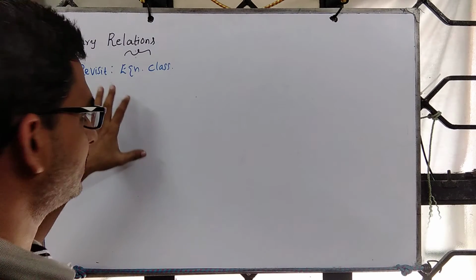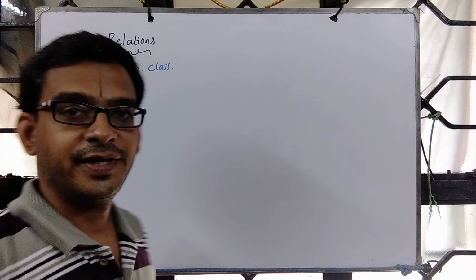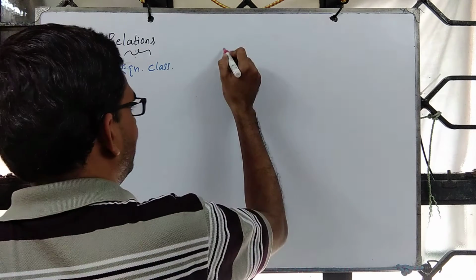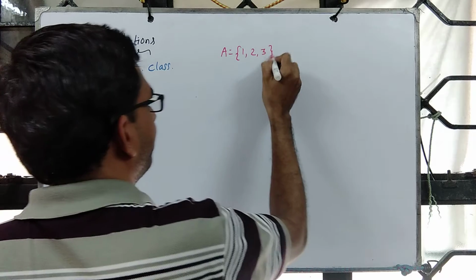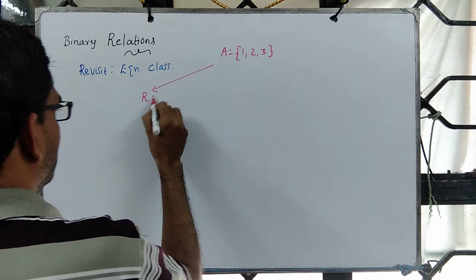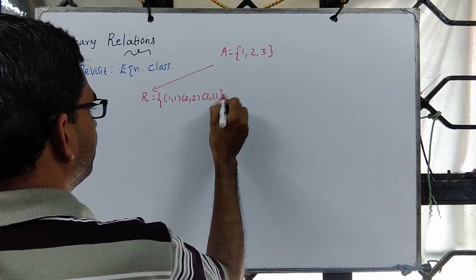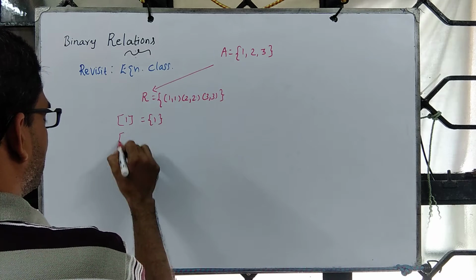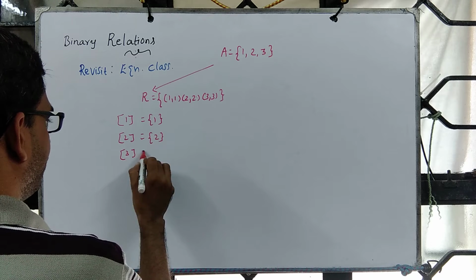Let us revisit equivalence classes and observe a couple of interesting relations between the set of equivalence classes and the underlying set. Suppose the set is {1, 2, 3}, and the relation R is {(1,1), (2,2), (3,3)}. Then the equivalence class of 1 is {1}, the equivalence class of 2 is {2}, and the equivalence class of 3 is {3}.